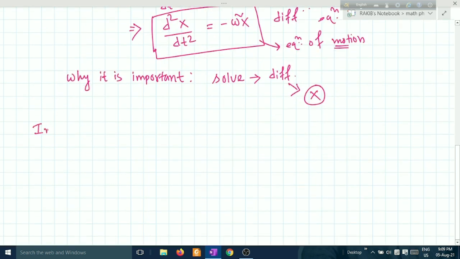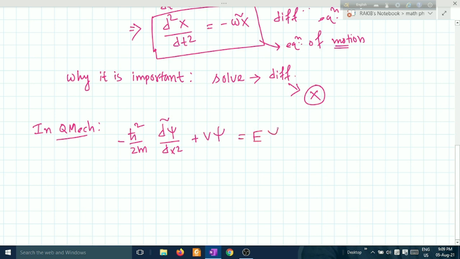In quantum mechanics, we know the Schrodinger equation is given by minus h square upon 2m d2 psi upon dx2 plus v psi equals e psi. This is also a differential equation. By solving this differential equation, we get psi, the required wave function that represents the wave of a corresponding particle.